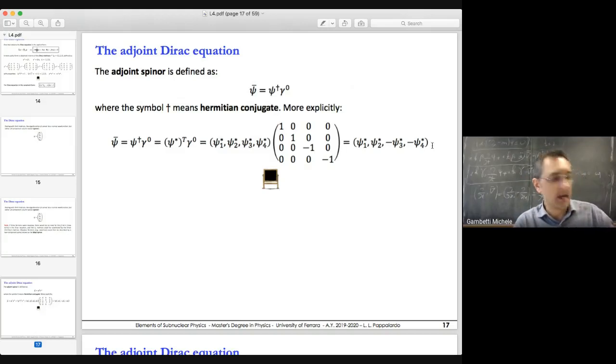Let's now derive, by using the concept of adjoint spinor, the so-called adjoint Dirac equation, which is also very relevant, as we will see. So let me turn back to the blackboard.